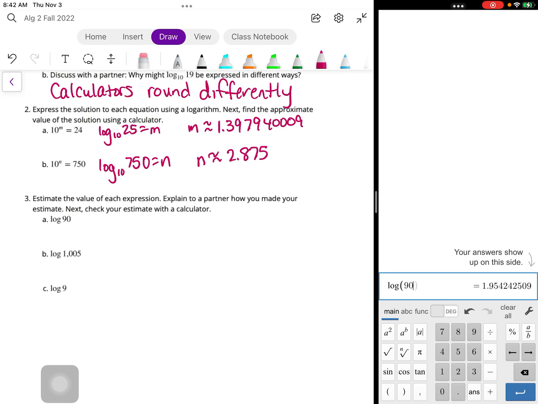So we have log of 90, and that's the same thing as log base 10. And we'll round it there. And then log of 1005, went too far, there we go. 3.0022, because that one rounds up because of the 6. And then we have log of 9. All right, so that is how we would find those values. We didn't estimate each of them before we put it into the calculator, but that's okay.